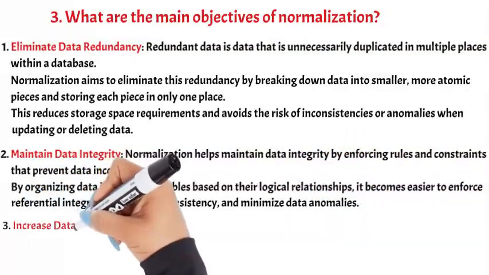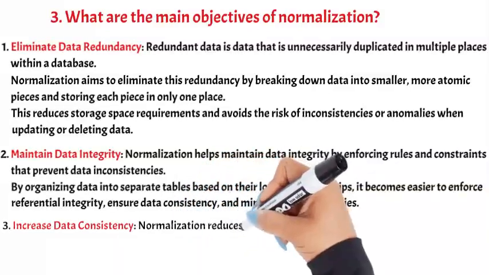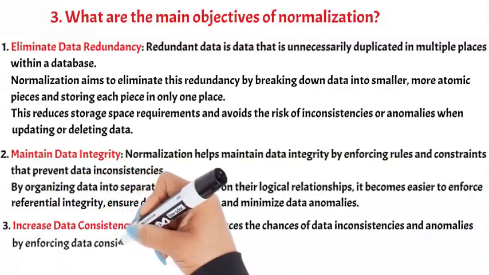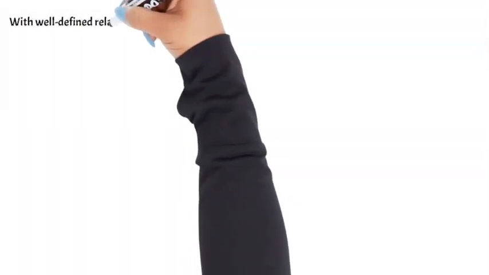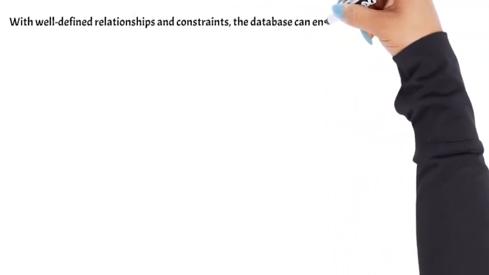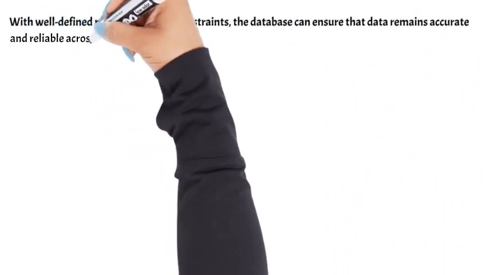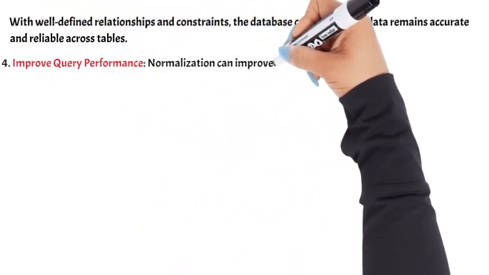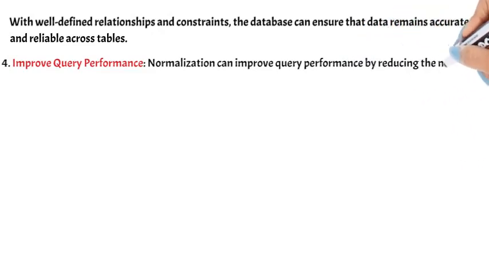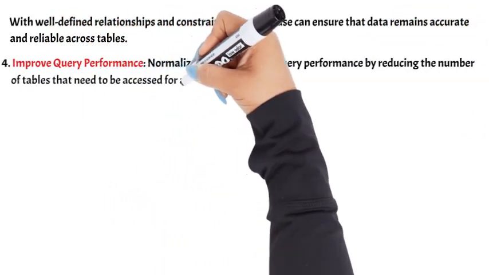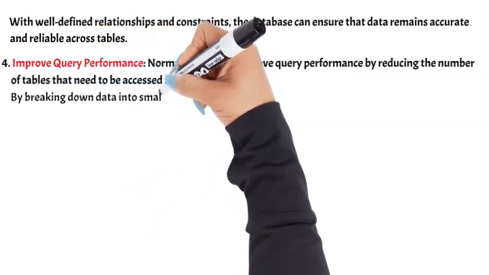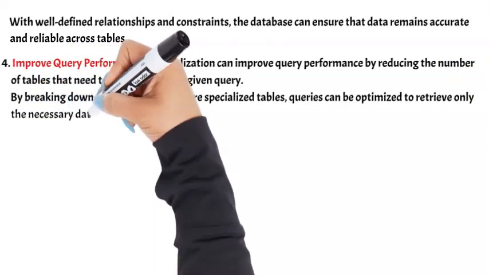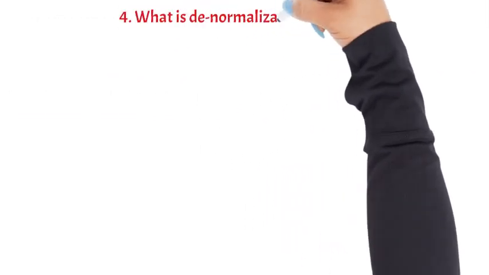3. Increase data consistency. Normalization reduces the chances of data inconsistencies and anomalies by enforcing data consistency rules. With well-defined relationships and constraints, the database can ensure that data remains accurate and reliable across tables. 4. Improve query performance. Normalization can improve query performance by reducing the number of tables that need to be accessed for a given query. By breaking down data into smaller, more specialized tables, queries can be optimized to retrieve only the necessary data.